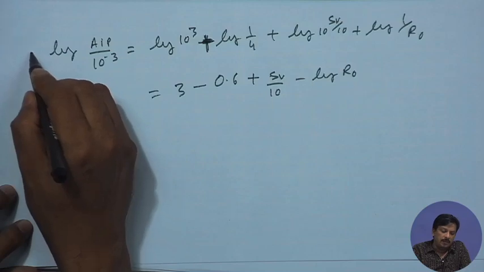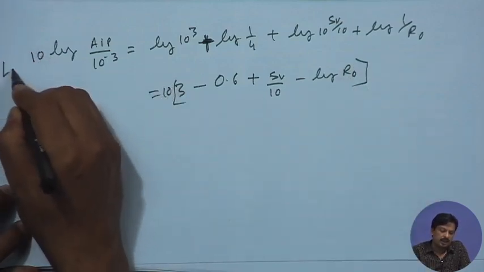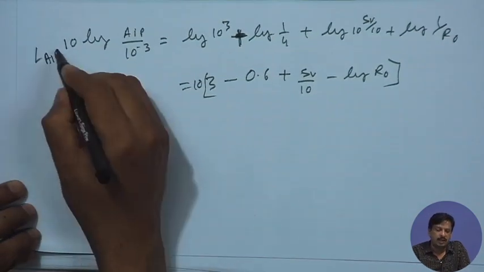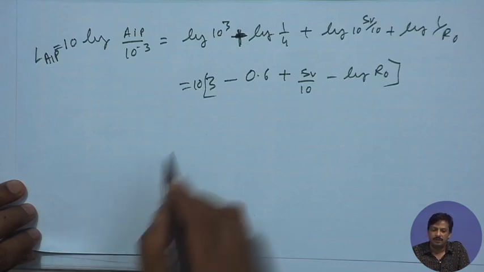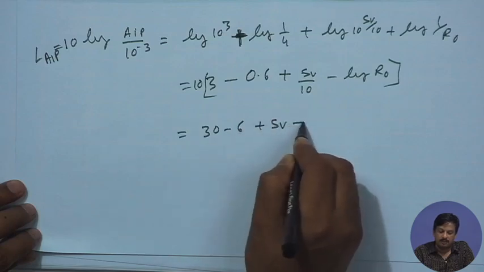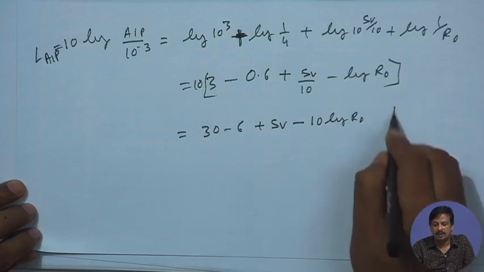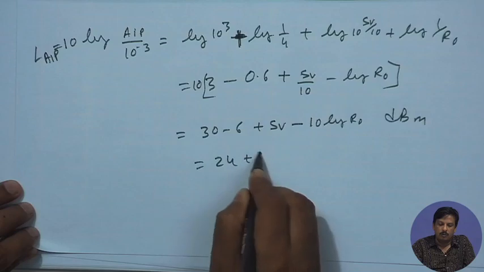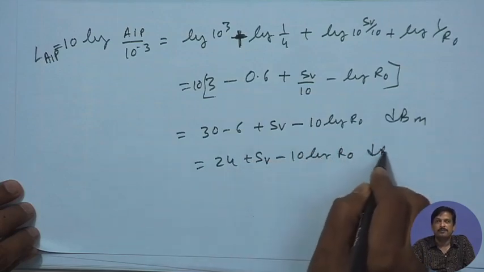Okay. Now, if I multiply by 10 on both sides, then I get LAIP, the available input power. So, LAIP is equal to 10 log AIP divided by 10 to the power minus 3, in dBm. So, it is nothing but 30 minus 6 plus SB minus 10 log R0 dBm. So, it is nothing but 24 plus SB minus 10 log R0 dBm.